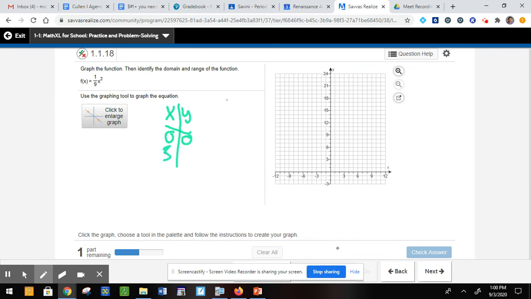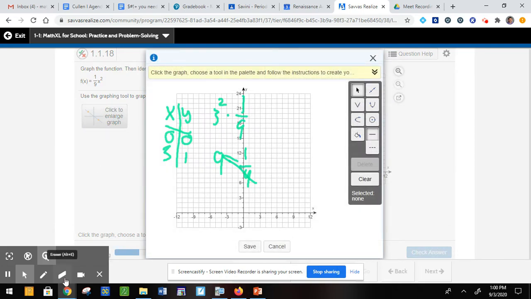what I get is 3 squared times 1/9. I guess 1/9 times 3 squared, whatever. And you end up with 9 times 1/9, and the 9's cancel. So you're just left with 1. So those are my 2 ordered pairs that I need. So let's click to enlarge the graph.